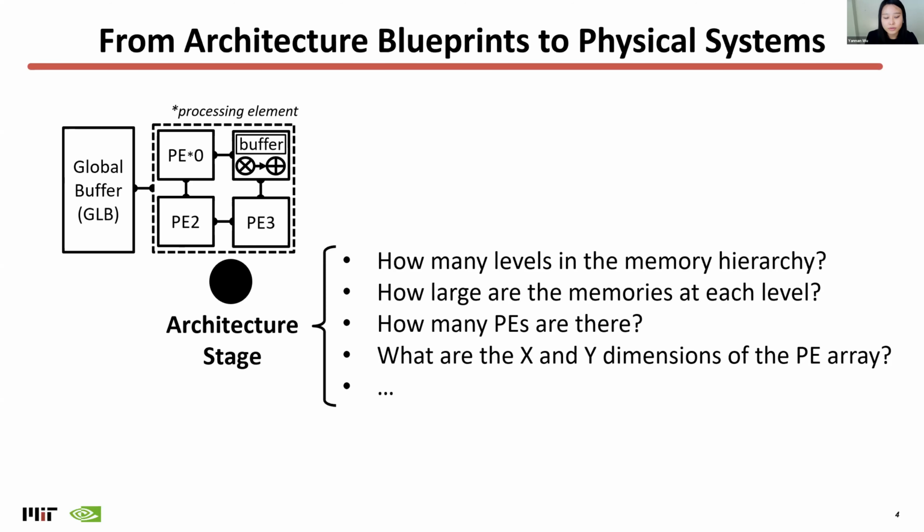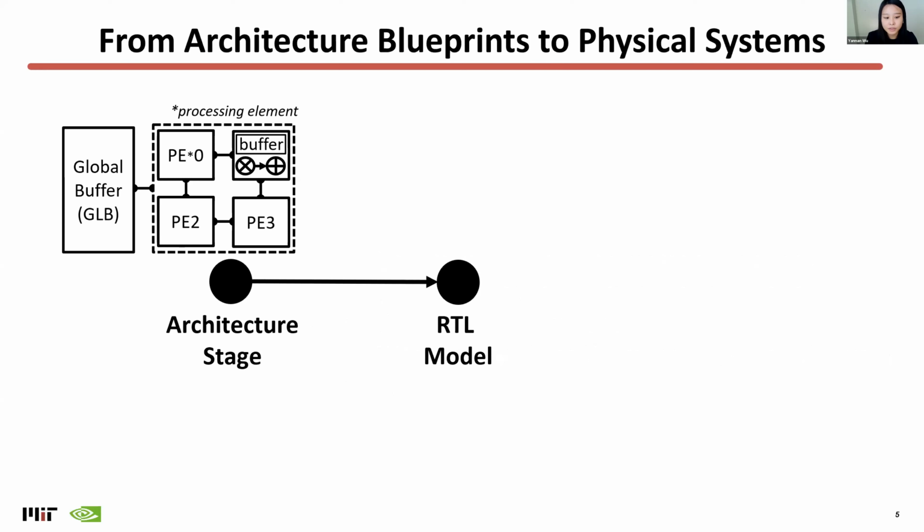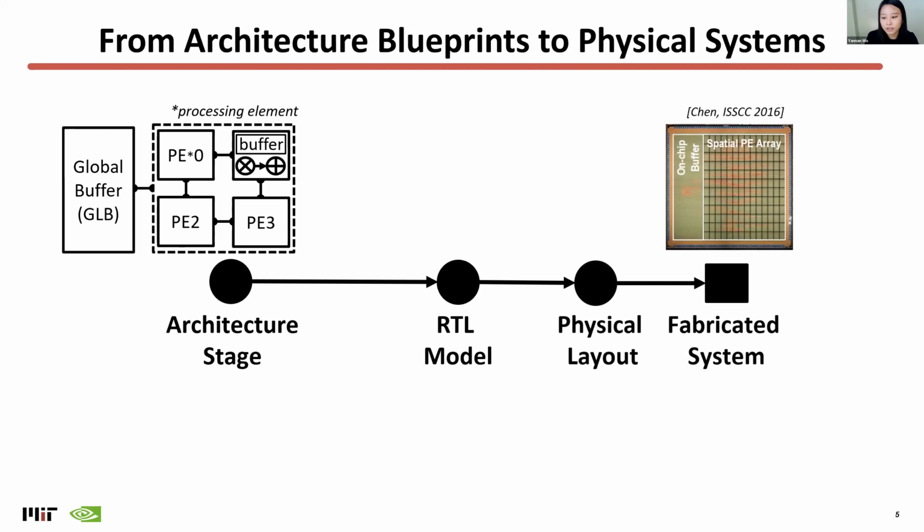By answering these questions, we're able to define a high-level architectural blueprint, which can be developed into an RTL model, which contains a complete hardware description of our design. The RTL model can then be placed and routed into a physical design, which can in the end be fabricated into a chip. So during this process of developing this potential design, we would like to evaluate the energy efficiency of this initial architecture blueprint we started with.